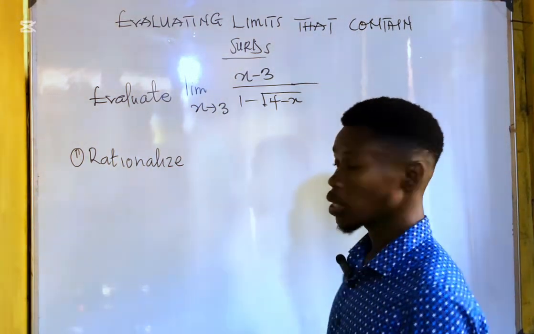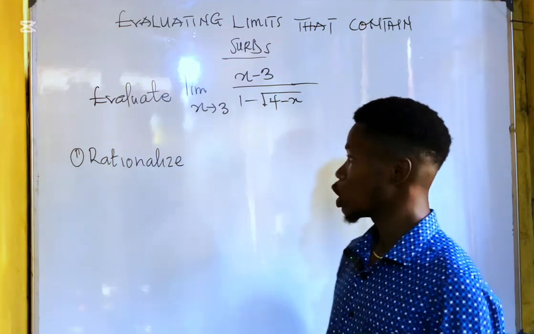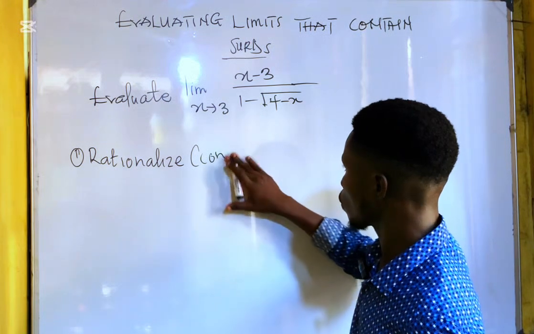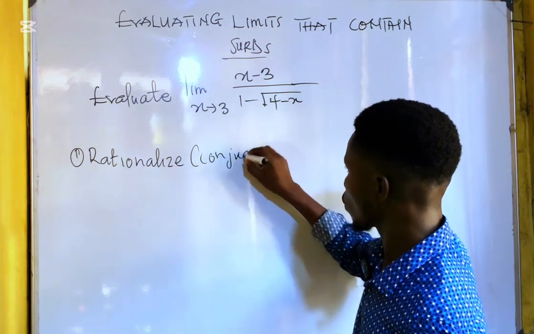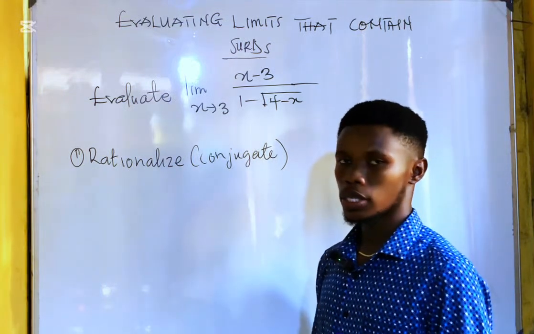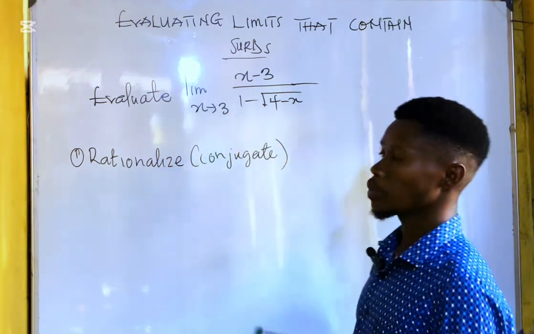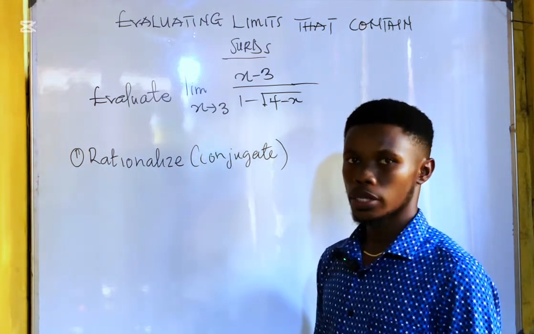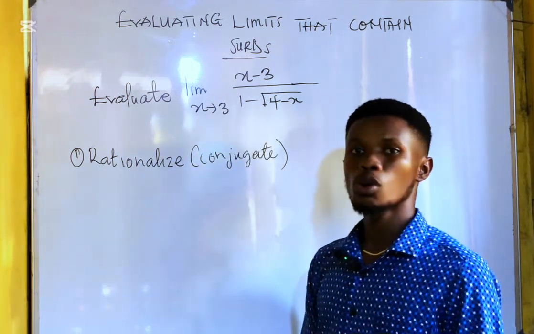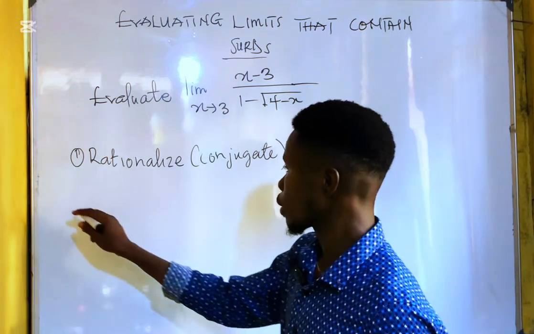In the rationalization, when addition or subtraction is involved, you conjugate it. Is that okay? So for instance, in this question given to us, you see there is a minus here, so you need to conjugate it. How do you conjugate, or how do you rationalize? So let's see the question here.